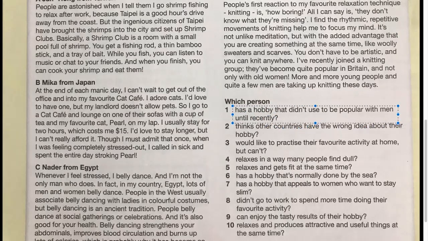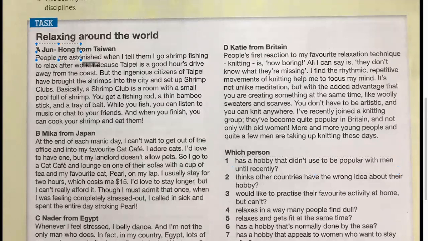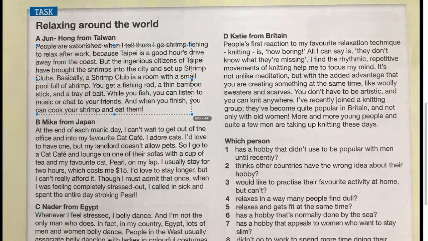So for example, in question number 1, you have: which person has a hobby that didn't used to be popular with men until recently? Which person? Jan, Mika, Katie, Nader. So read the text and decide which person has a hobby that didn't used to be popular with men until recently, okay? It can be more than one person. So for example, for number 1, you can have Jan and Katie. For example, you can repeat the names, okay?